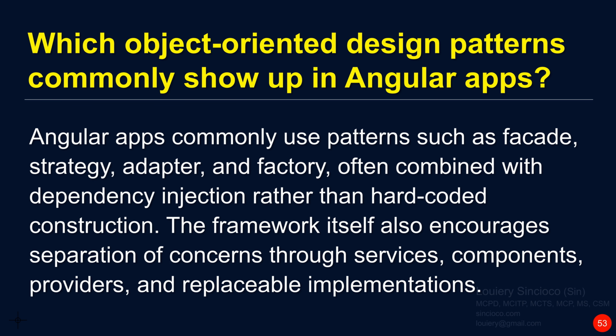Which object-oriented design patterns commonly show up in Angular apps? Angular apps commonly use patterns such as facade, strategy, adapter, and factory, often combined with dependency injection rather than hard-coded construction. The framework itself also encourages separation of concerns through services, components, providers, and replaceable implementations.